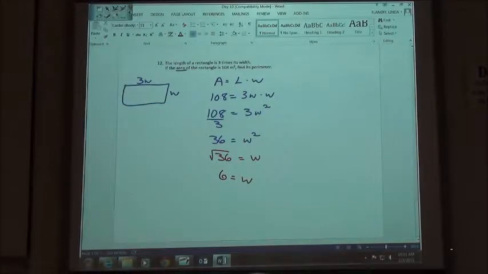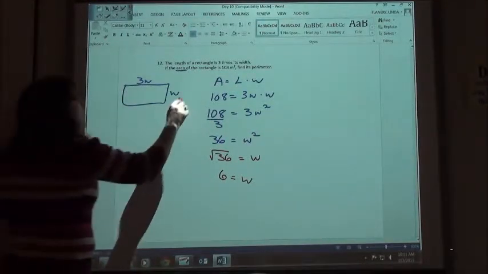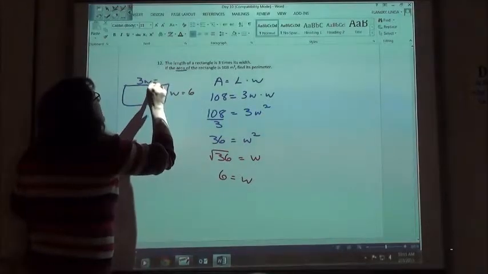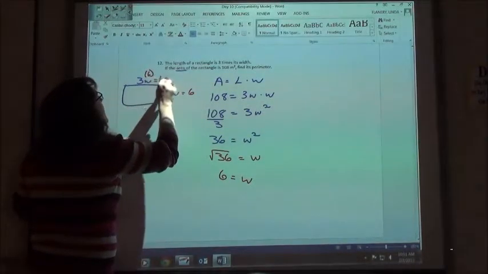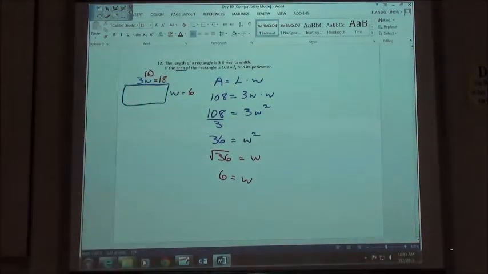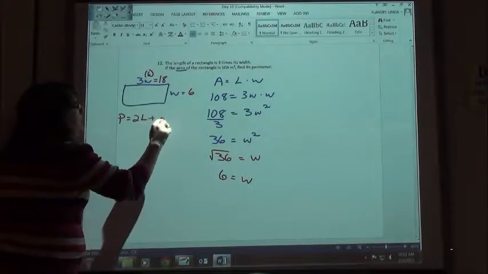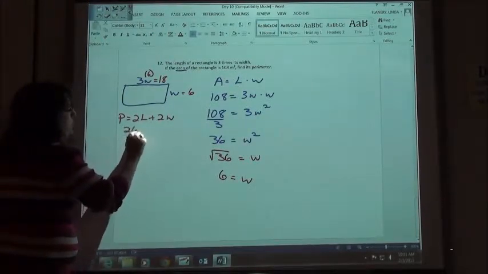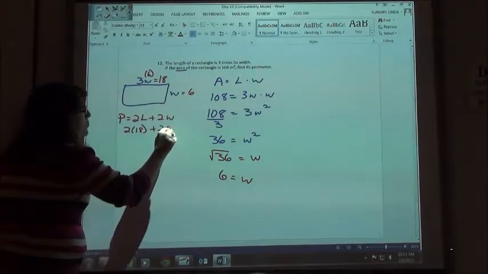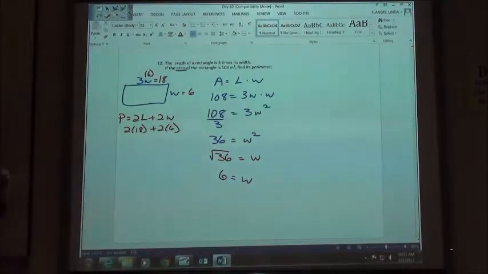So once I find my width, I'm going to go back to my rectangle and label my sides. My width is 6. My length is going to be 3 times 6, which is 18. Now it's going to ask for perimeter. The perimeter is 2 lengths plus 2 widths. So 2 times 18 plus 2 times 6.